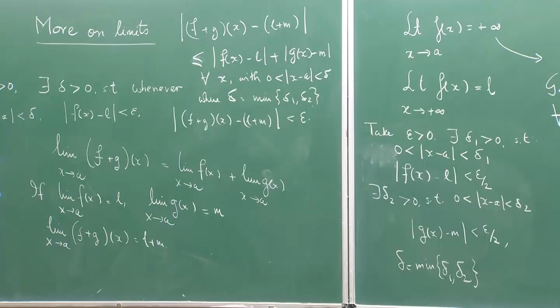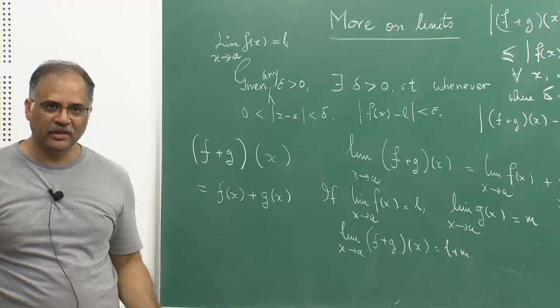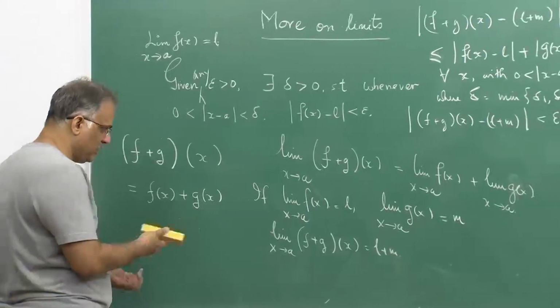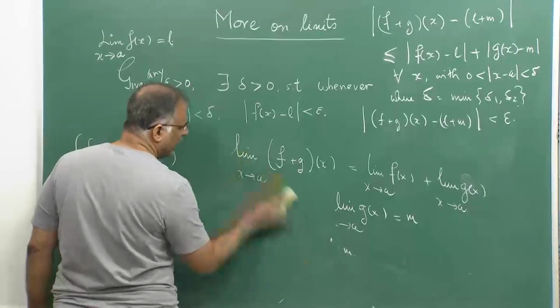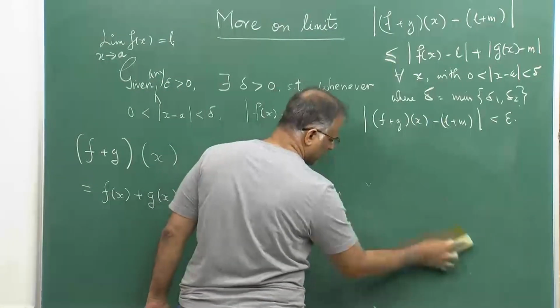Now you might be wondering that you are showing the existence of limits by calculating epsilon and deltas. What about showing the non-existence of limits using epsilon and deltas? So with such an example, I will end today's discussion.